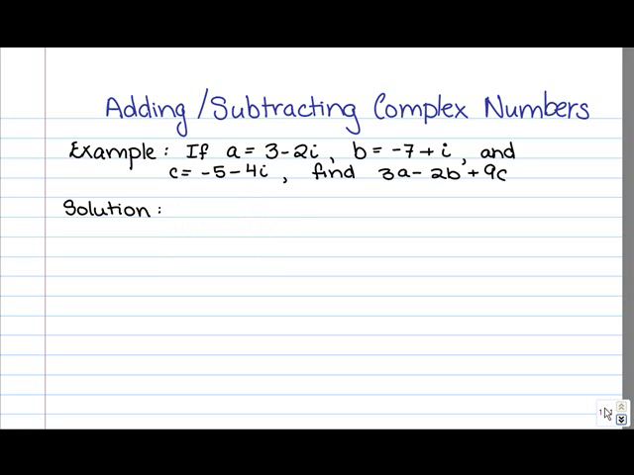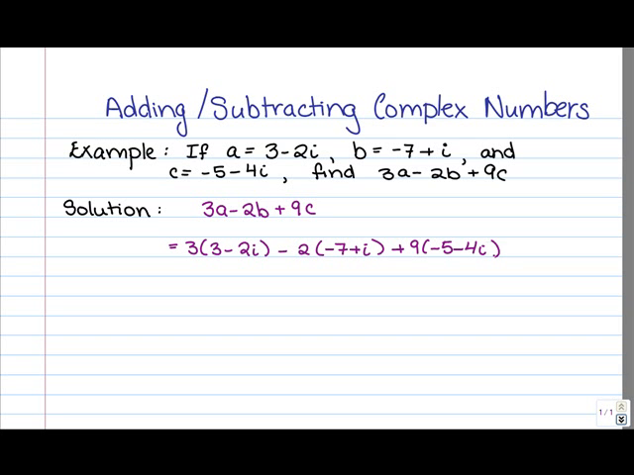So hopefully you've had a chance to try this out. Let's go ahead and have a look at the solution. So what we're trying to find is 3a minus 2b plus 9c. So let's substitute in what we know. We know that a is 3 minus 2i, we know that b is negative 7 plus i, and we know that c is negative 5 minus 4i.